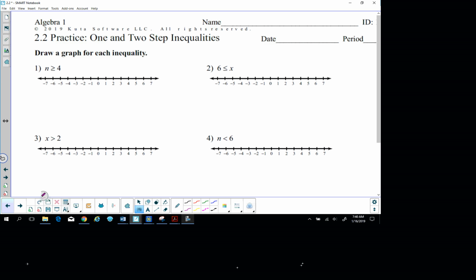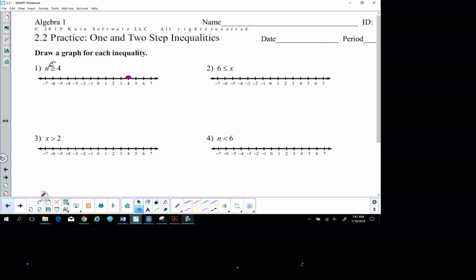So first, I see that there's a 4 and there's a line underneath it. Does that mean it includes it or it doesn't include it? It includes it, right? I smushed an equal sign and an inequality sign. So I know I'm going to put a solid dot on 4 right there. Then, if I'm looking at this, I can see the mouth is eating n. So is n greater than or less than? Greater, right? And so if the booty was pointed towards n, then it would be less than, right?